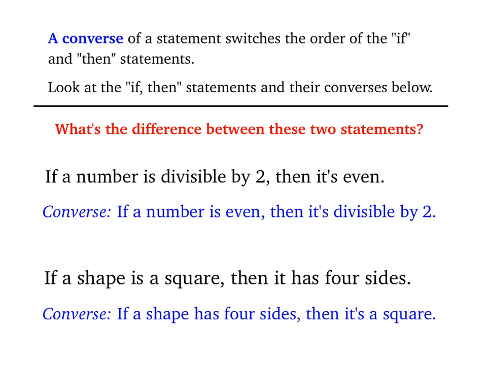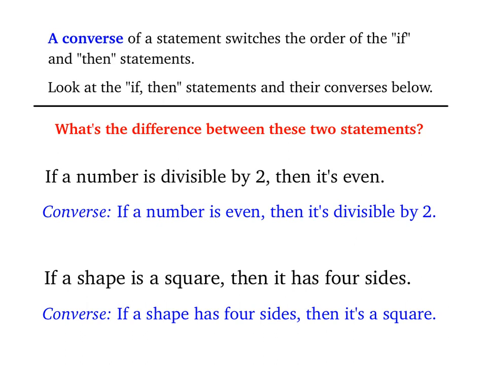If I start with the if-then statement, if a number is divisible by 2, then it's even. The converse will switch that order. So the converse would be, if a number is even, then it's divisible by 2. And my second one, I have, if a shape is a square, then it has 4 sides. Its converse would be, if a shape has 4 sides, then it's a square.